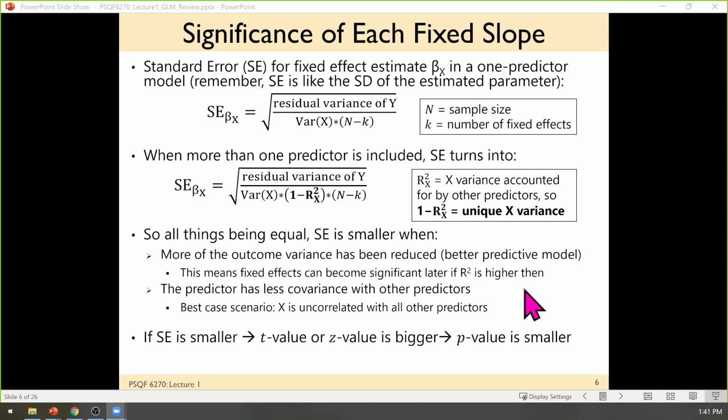So ideally, you'd have predictors that were completely uncorrelated. That way, each one gets to do its own thing in terms of predicting the outcome. In practice, that rarely happens. So standard errors can be higher to the extent that your predictors have more in common. And that's just something to keep in mind when you're specifying your models.